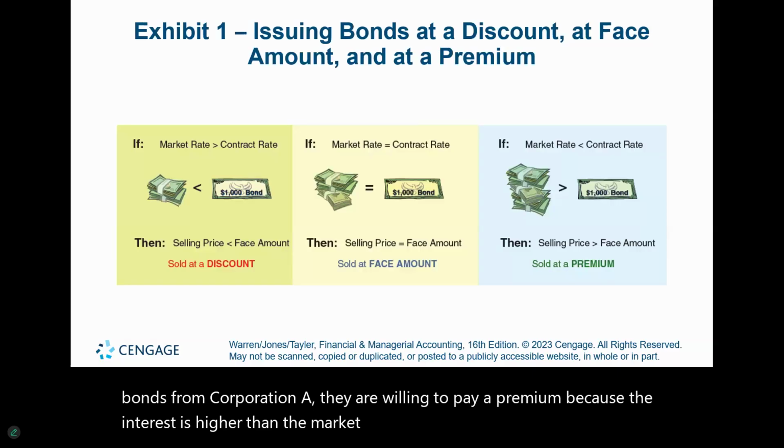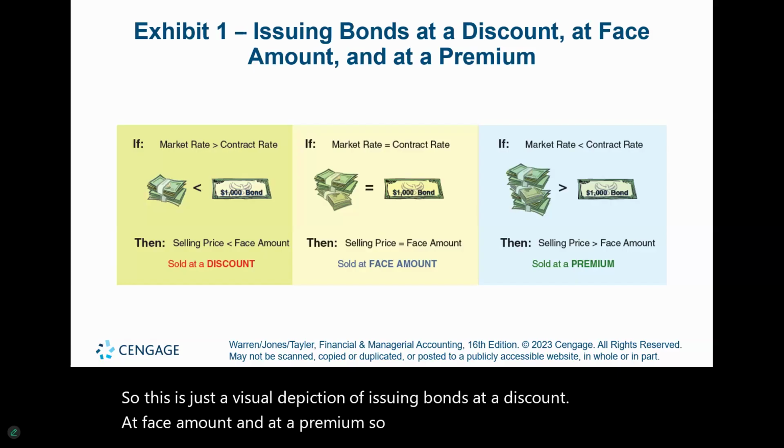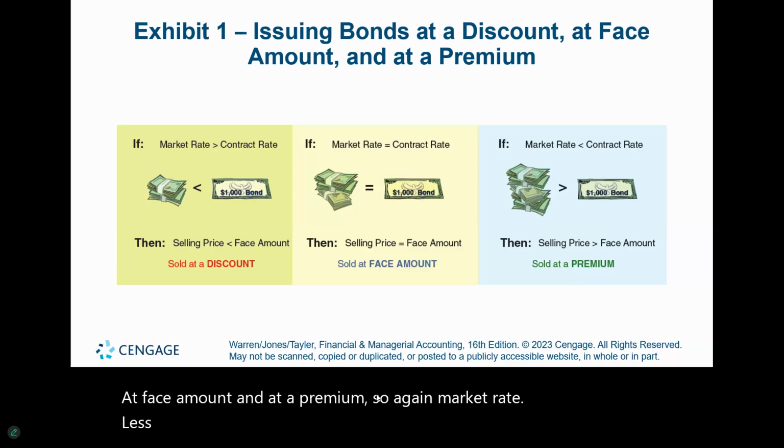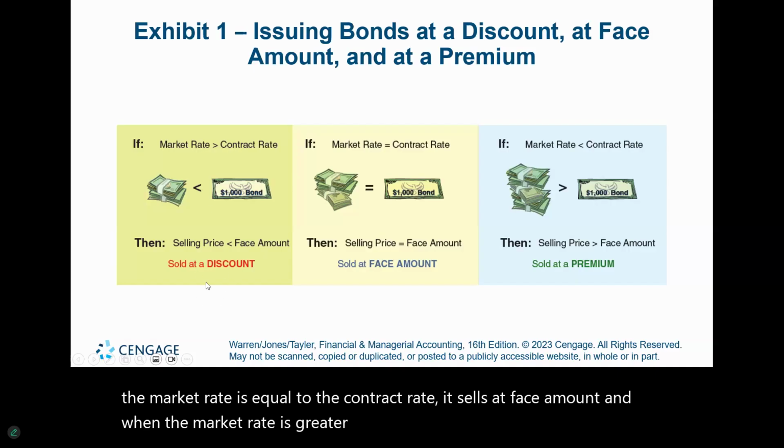So this is just a visual depiction of issuing bonds at a discount, at face amount, and at a premium. So again, when the market rate is less than the contract rate, the bonds are sold at a premium. When the market rate is equal to the contract rate, they sell at face amount. And when the market rate is greater than the contract rate, they're sold at a discount.